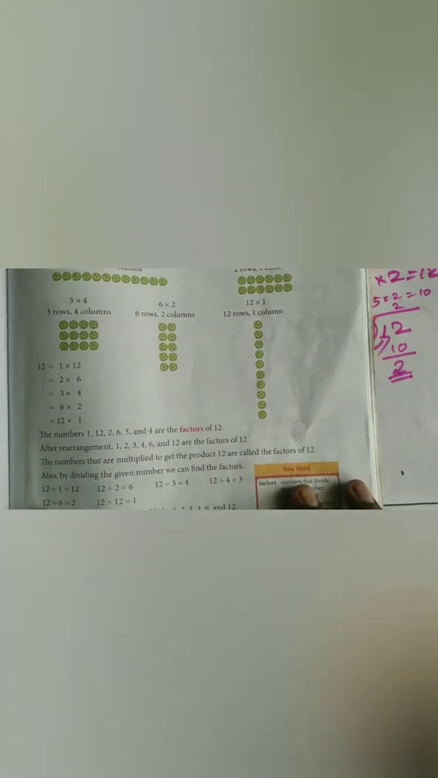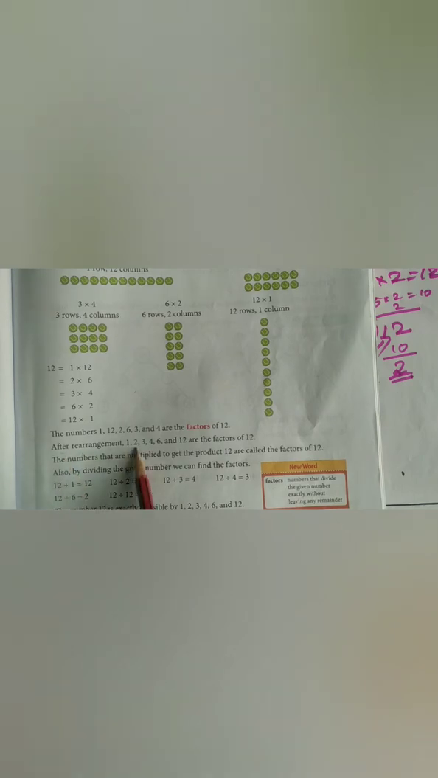Okay guys, please take your textbook, page number 85. Listen, after rearrangement, 1, 2, 3, 4, 6 and 12 are the factors of 12. Please take your pencil and underline that: the numbers that are multiplied to get the product 12 are called factors of 12. And please underline this new word. What is a factor? A number that divides the given number exactly without leaving any remainder.